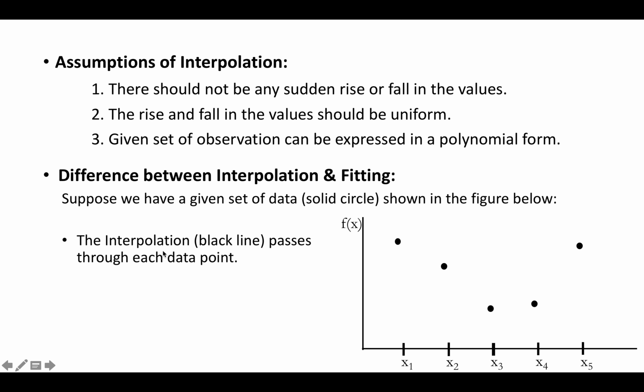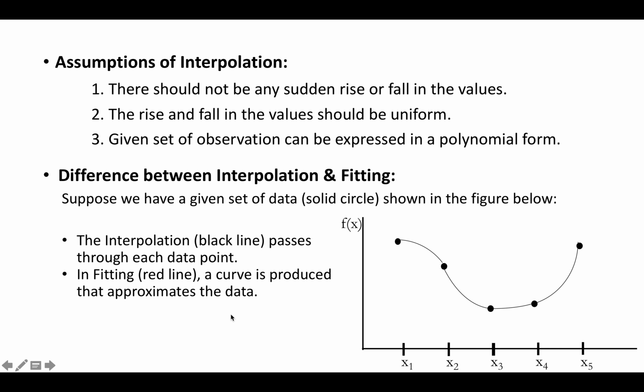The interpolation, this one, passes through each data point. So this is the interpolation. And what is fitting then? In fitting, which is the red line, a curve is produced that approximates the data. So it may or may not pass through the data. You see here, this is the curve. It leaves the second point, and leaves the fourth point as well. So this is actually the difference between interpolation and fitting.